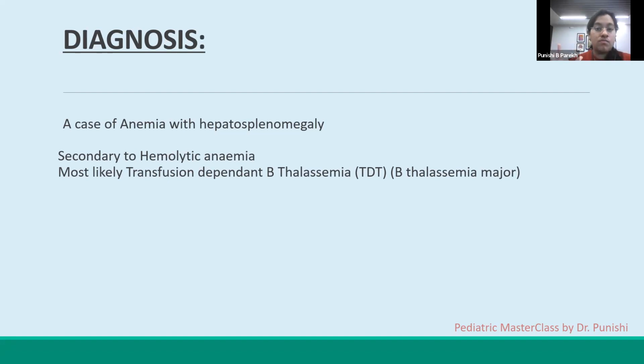So this is how we've gone over the history, examination, and then come to a diagnosis. Does anybody have any questions on the examination and the diagnosis part?